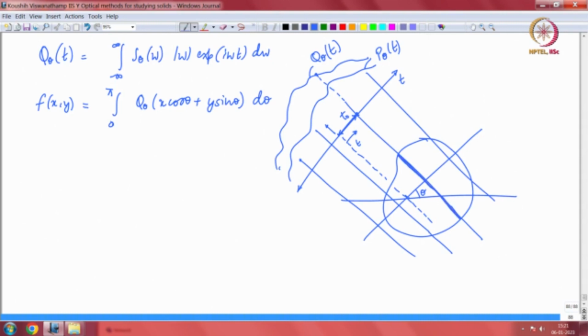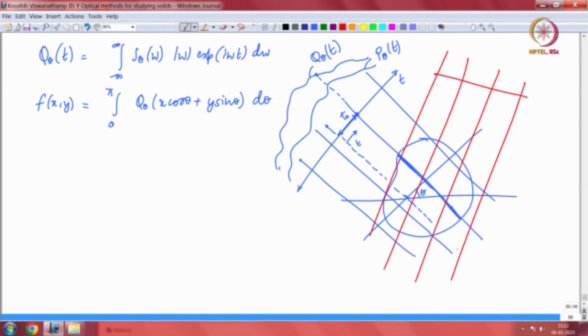Now you take that value and assign it to this entire line. Okay. Initially you do not know anything about f of x y, everything is 0, let us say. This is the first projection you are starting with. You go back and you assign this to every single point along this line. Okay. Now if you have another projection, let us say like this, you have another p like this, whatever, and you have another q, let us say this is your q theta 2 of t, p theta 2 of t, let us say.